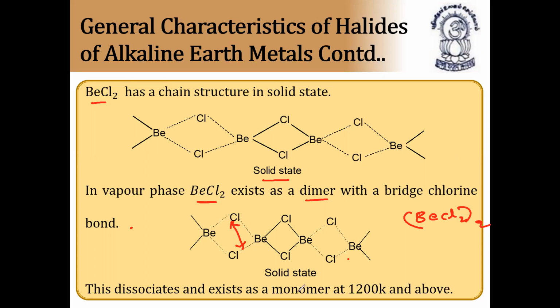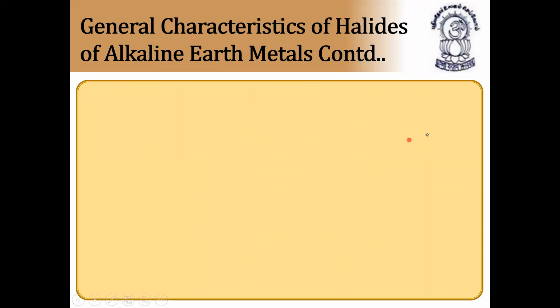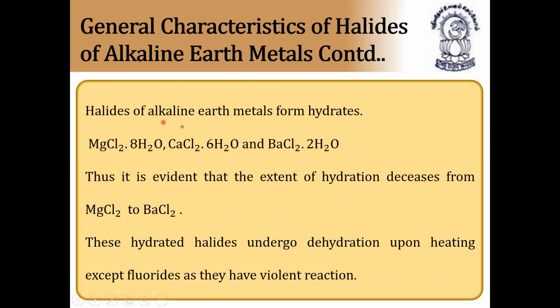This dimer dissociates and exists as a monomer, a single molecule, at 1200 kelvins and above. Halides of alkaline earth metals form hydrates on dissolving in water: MgCl2.8H2O, CaCl2.6H2O, BaCl2.2H2O. Thus, the extent of hydration decreases from magnesium chloride to barium chloride. These hydrated halides undergo dehydration upon heating, except fluorides, as they have a violent reaction.